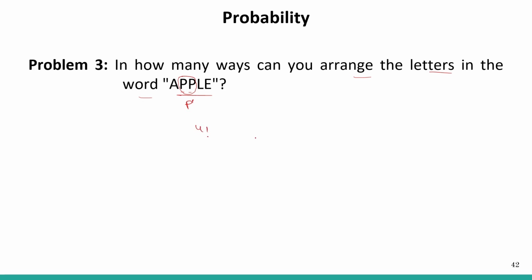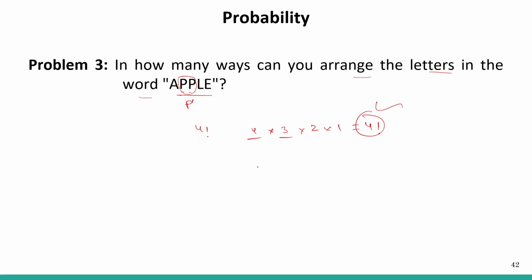4 factorial ways, because for the first place there are 4 contenders, for the second place there are 3 contenders, for the third place there are 2 contenders, and for the fourth place there is only 1 contender. So it will be equal to 4 factorial ways, right? So in this case also it will be 4 factorial ways. We can actually also use another trick. Okay, that is a trick.